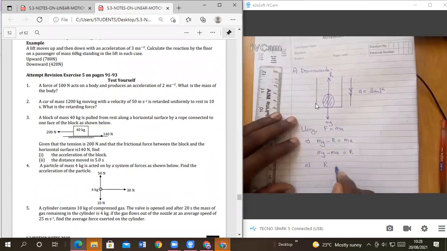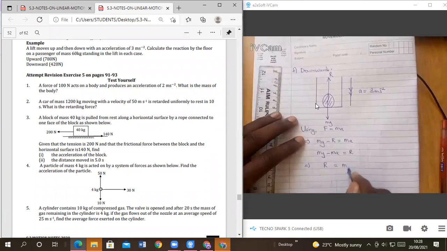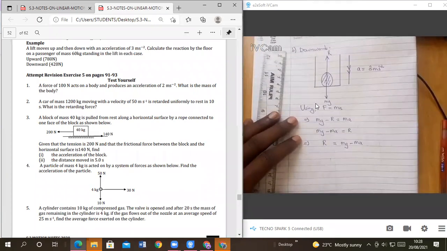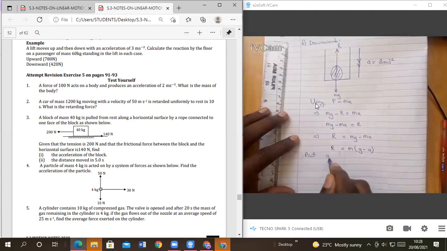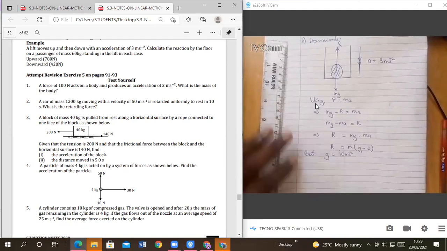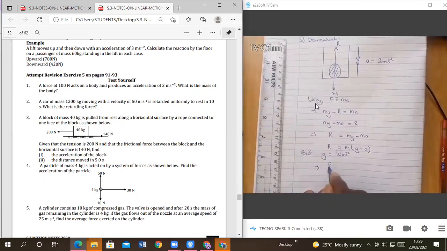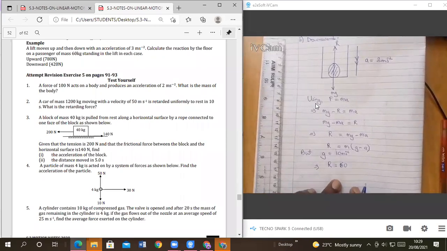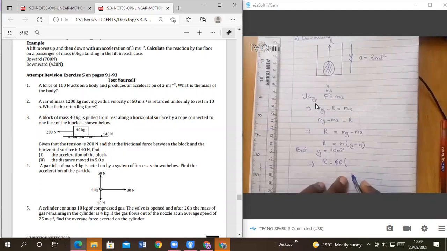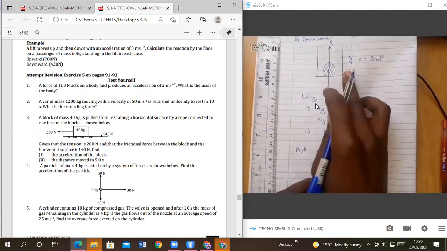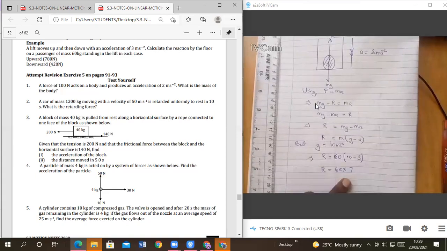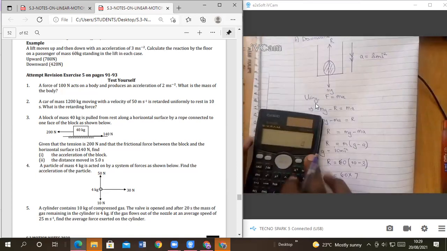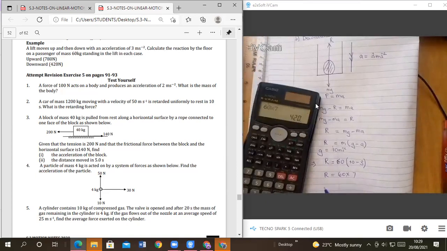So it implies now our R is equal to mg minus ma. When you factorize it to make our substitution easier, we shall have m into g minus a. Our g is equal to 10 meters per second squared. So our R will be equal to our mass, which is 60, into the acceleration: 10 minus the acceleration of the lift, which is 3. So we shall have R equals 60 times 7. What do you get? You get 420.